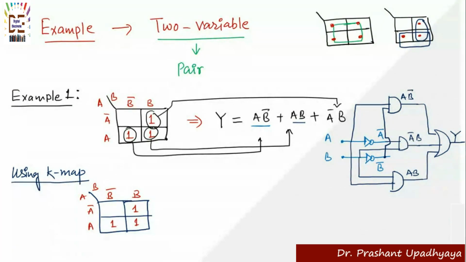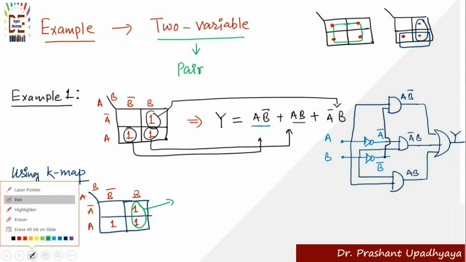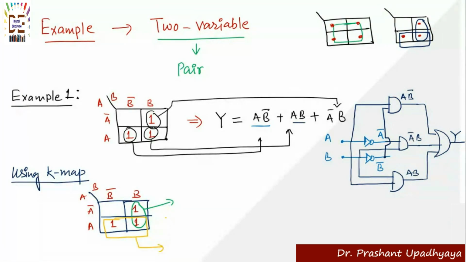What I have to do first is to look for the maximum pairing. Can I do a maximum pairing of 4? Is a pairing of 4 possible here? No. So we will go for the maximum pairing of 2. I can make a 2 here, so I can get one answer from here and another from the other pair. What will be the answer? Here A is common, so I will get A from here. And here B is common, so you will get the answer B. So what will be my output? Y equals A plus B.